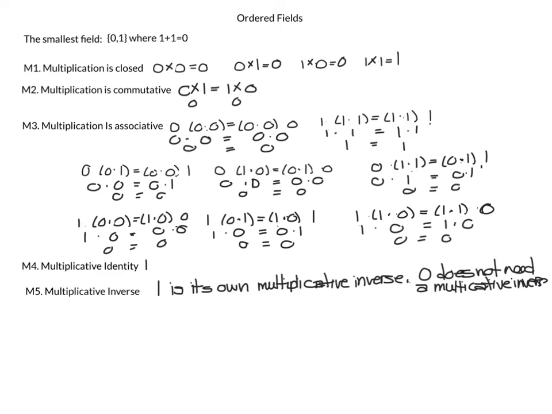Here you can see multiplication is associative, because whenever there's a 0, everything is going to be equal to 0, so the only one that's kind of different is the 1, but then it's just equal to 1, so it's actually not that interesting. The multiplicative identity is 1 because 1 times anything is equal to that anything. When you multiply 1 times 0, you get back 0. When you multiply 1 times itself, you get 1. 1 is its own multiplicative inverse because when you multiply it by itself, you get back the multiplicative identity, and 0 does not need a multiplicative inverse because when you talk about multiplicative inverses, you're talking about non-zero elements of the set.